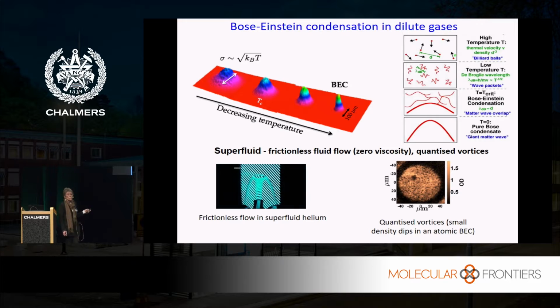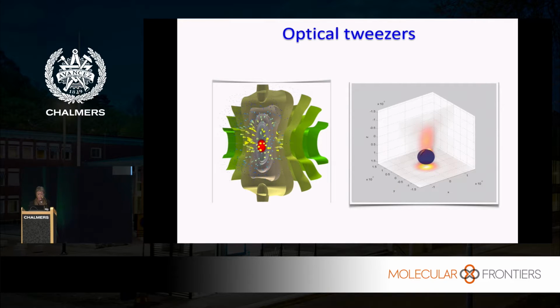Okay, so now I want to take sculpted light of some sort and form. So for example, here we have a round blob of light, and I want to study the superfluid and formation of quantized vortices. So these are small density dips in an atomic Bose-Einstein condensate, and then I want to see how they move around. So that's one system that I want to look at. And the other system is optical tweezers. So they're very similar. It's all about the gradient force.